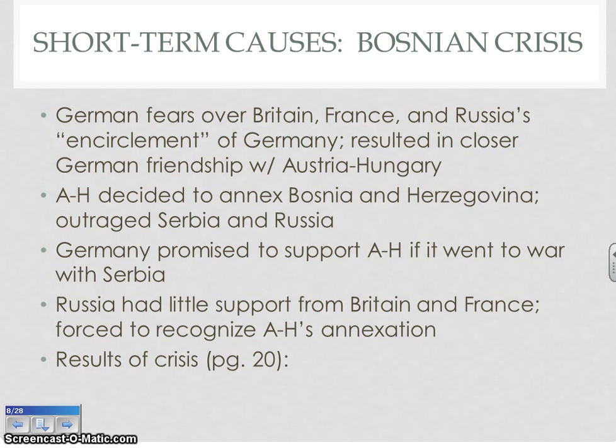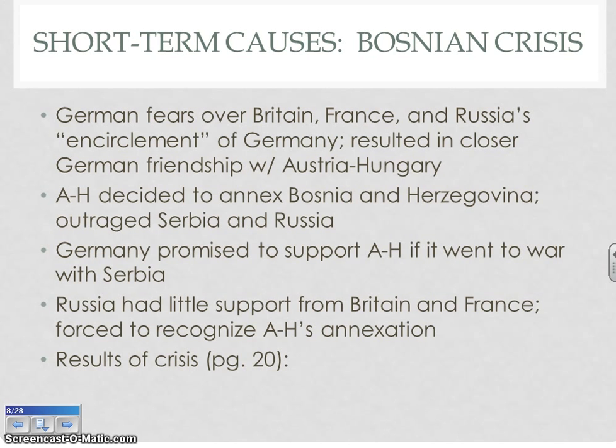So when Austria-Hungary decided that they wanted to annex Bosnia and Herzegovina, Germany decided that they would support Austria-Hungary in that move if Austria-Hungary had to go to war with Serbia to get the area of Bosnia. The Russians, who were outraged at Austria-Hungary for wanting to annex Bosnia, didn't really have a whole lot of support in this issue from Britain and France, even though they had set up this alliance with them. Britain and France weren't exactly willing to provide a lot of military aid or other aid to Russia in this issue. So therefore, they were kind of forced to recognize Austria-Hungary's annexation of Bosnia-Herzegovina. And obviously this proved that Germany and Austria-Hungary were now bound tightly together.